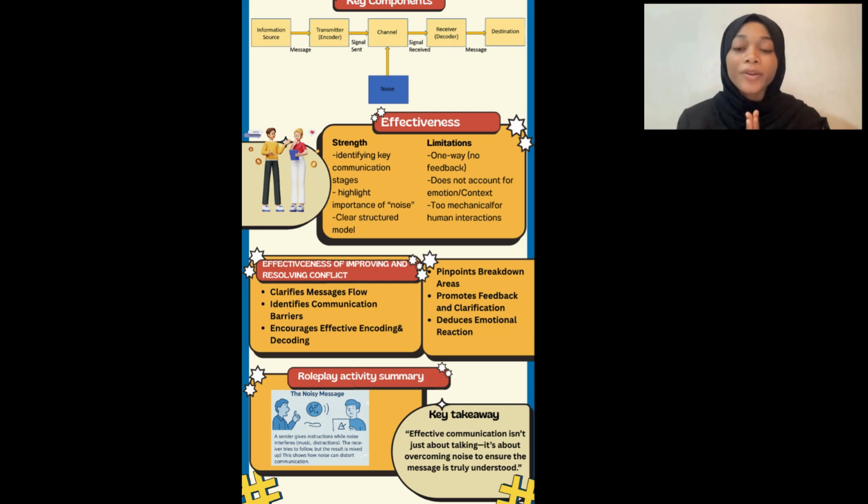So overall, whether it's in a classroom or hospital or even in our daily lives, the Shannon-Weaver model reminds us how important it is to communicate clearly, listen effectively, actively, and always give feedback.